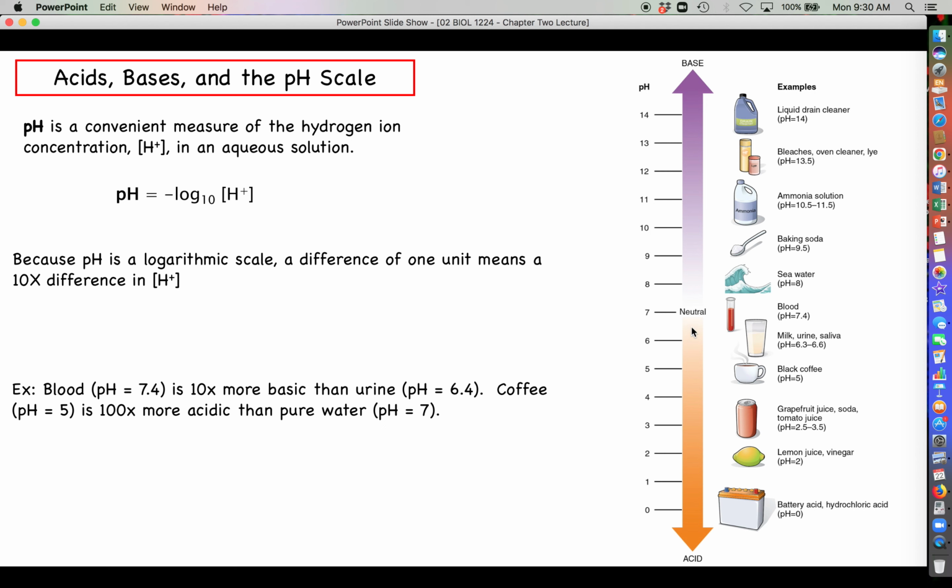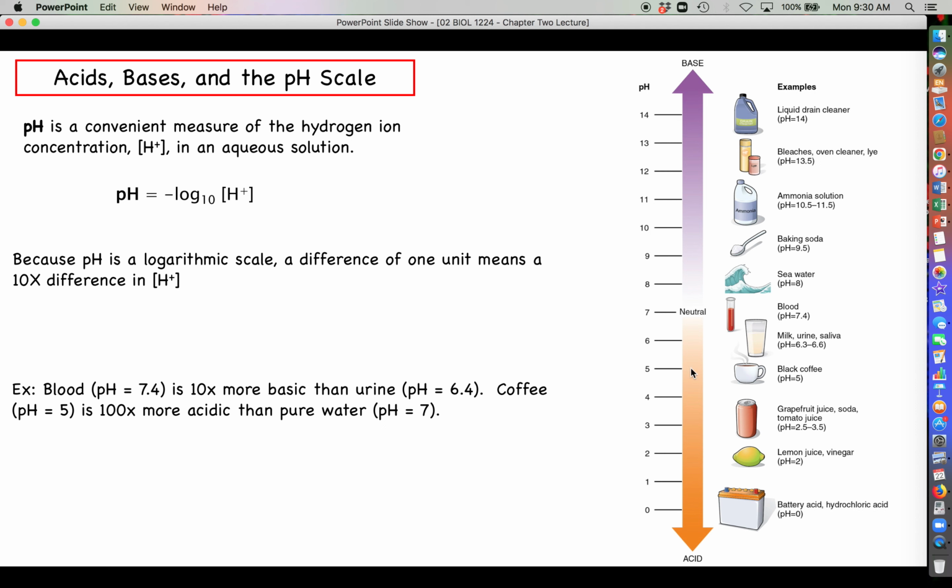The idea with the numbers here is that the smaller the numbers are, the more acidic things are, and the higher the hydrogen ion concentration is. And the higher the numbers get, the more basic the solution is, and the less concentrated the hydrogen ions are. So blood, being the higher number, is more basic than urine, which has the lower number. And because there's a 1 unit difference, the blood is 10 times more basic than the urine. Or you could flip that around and say the urine is 10 times more acidic than the blood.